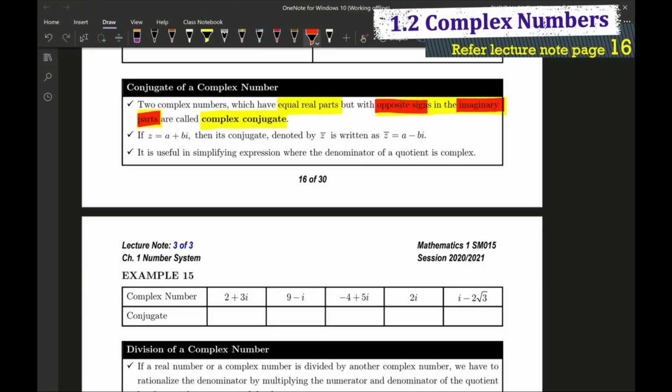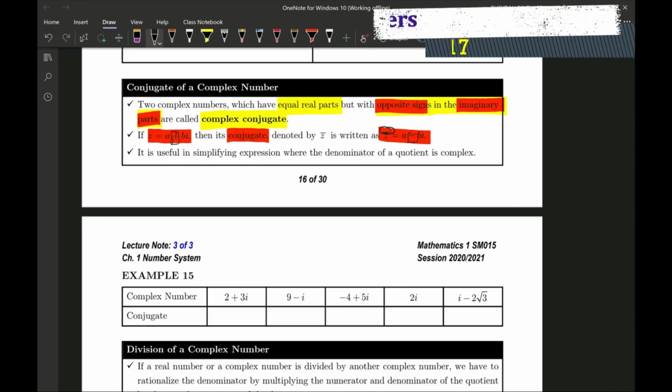Where when we have z equal to a plus bi, then its conjugate is written as z with a bar. This symbol up here, on top of the z, refers to the complex conjugate, and is equal to a minus bi. Okay, they are different in the imaginary part. The sign is completely different, opposite to each other.